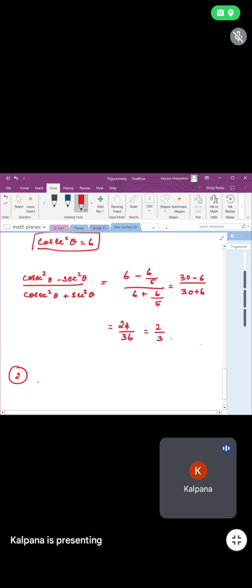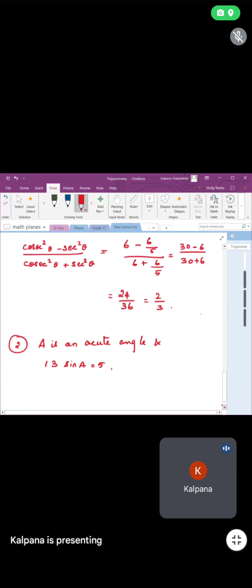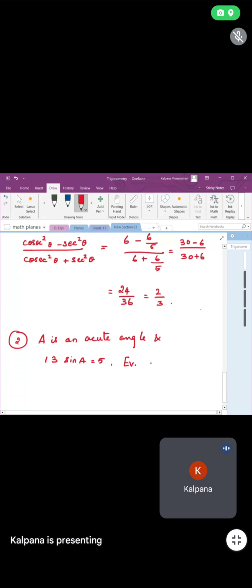Next question. Given A is an acute angle, and 13 sine A equal to 5. Evaluate 5 sine A minus 2 cos A divided by tan A.